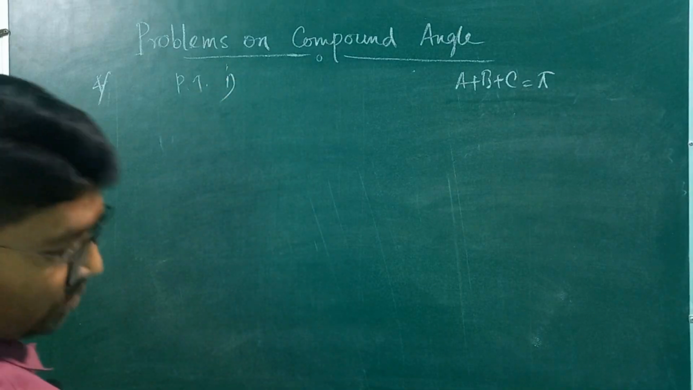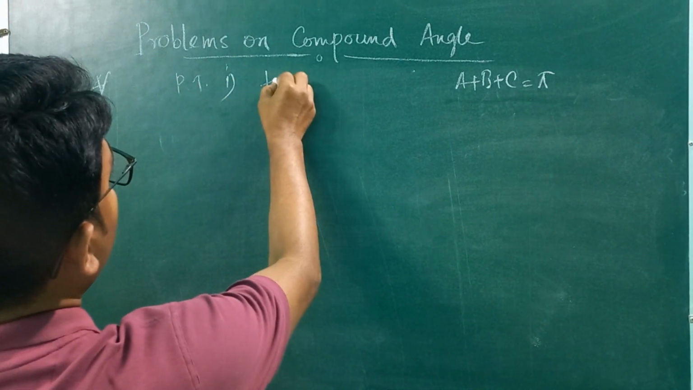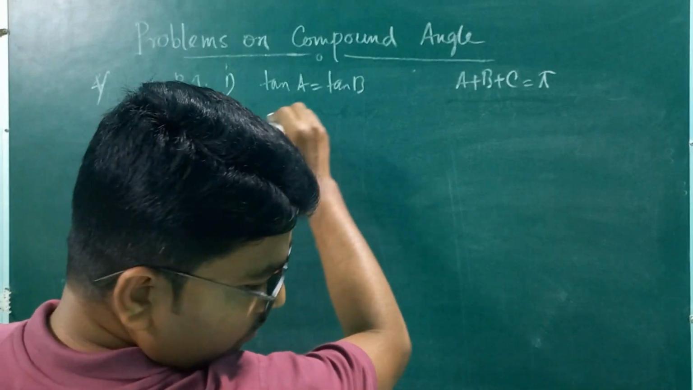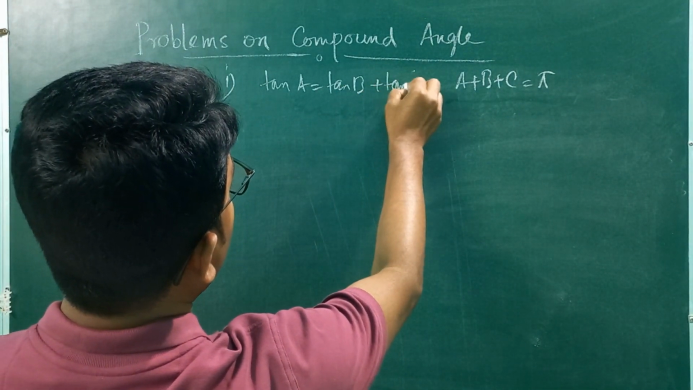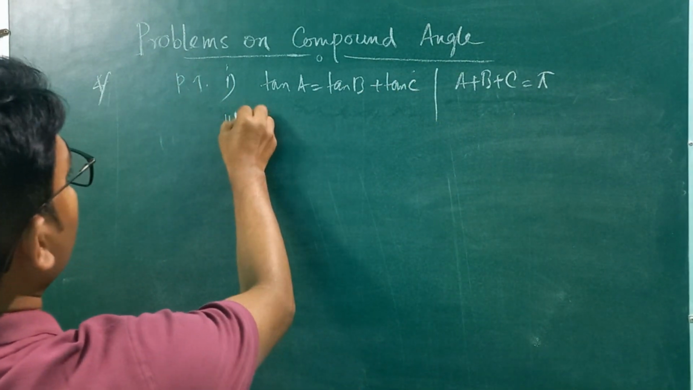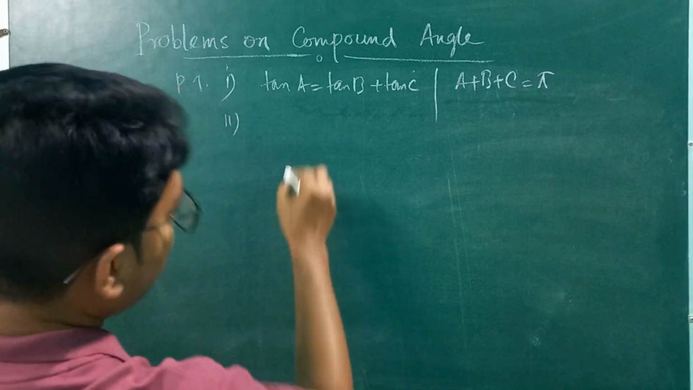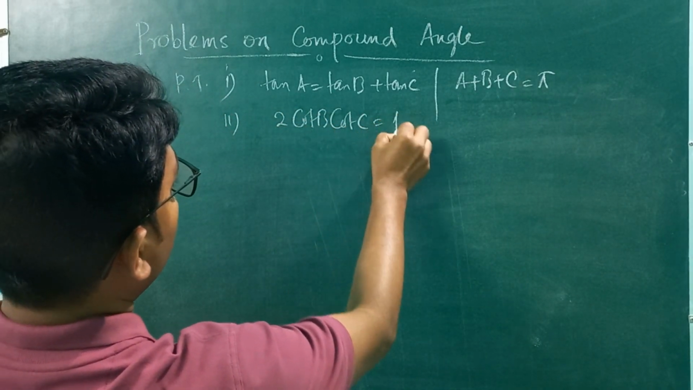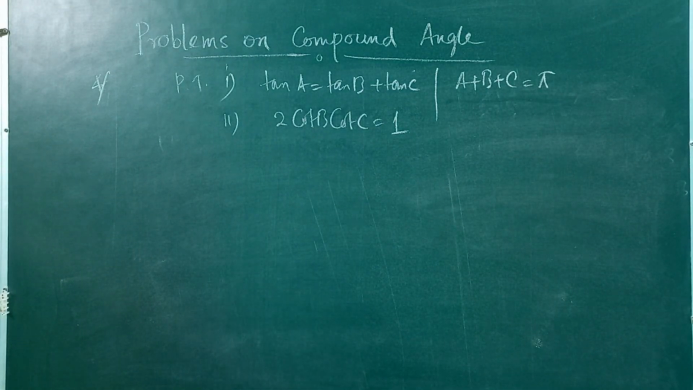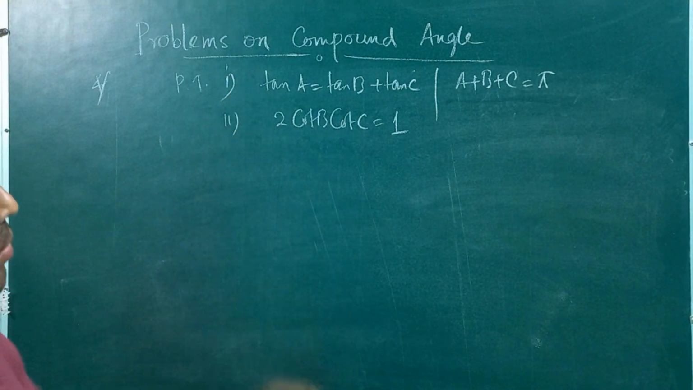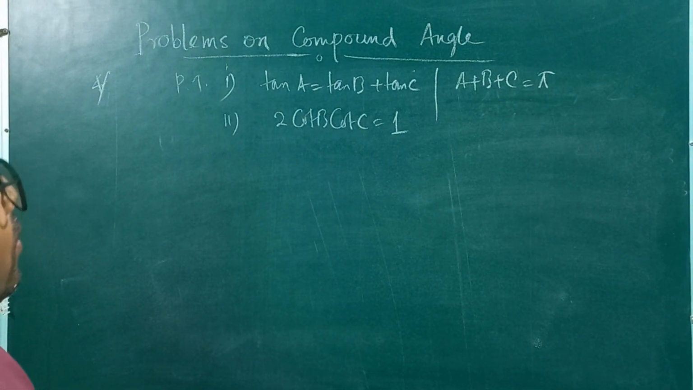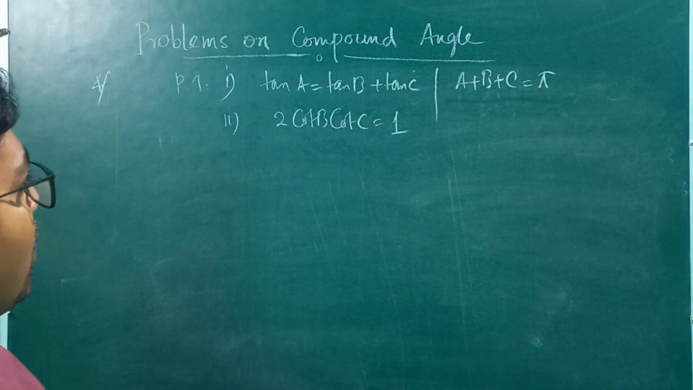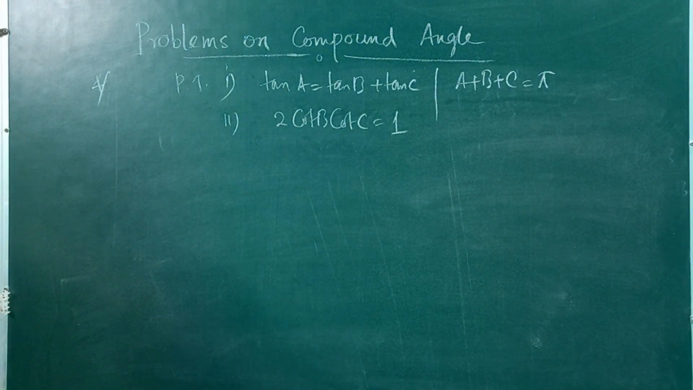The first proof is to prove that tan A equals tan B plus tan C. Our second proof is 2 cot B cot C equals 1. We have to prove these two identities when A plus B plus C is pi. Now see how we can approach the problem.